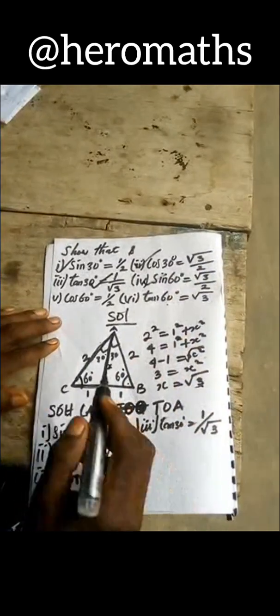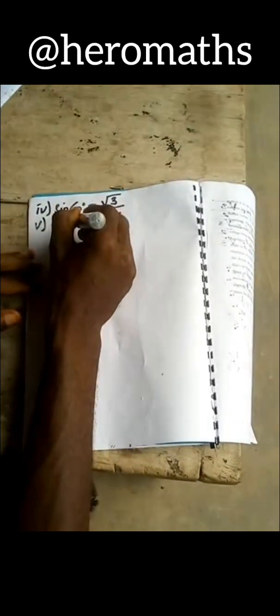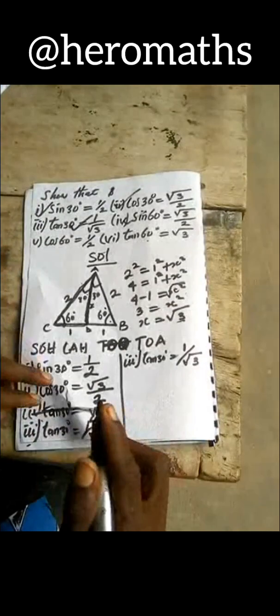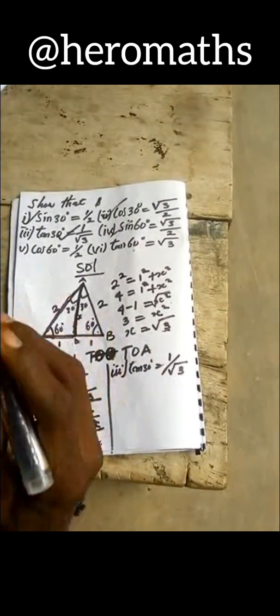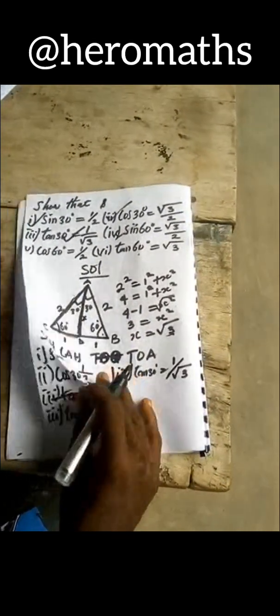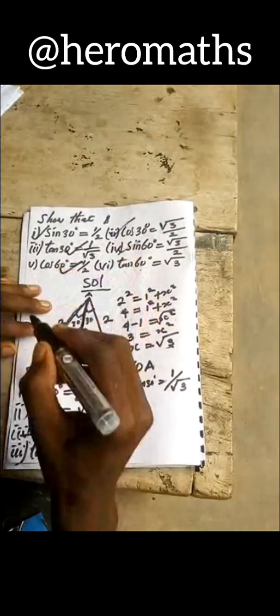Root of this divided by this. Now cos 60. The same thing is applicable to this one, which is V. Cos 60 degrees is equal to cos, adjacent all over hypotenuse. This is the opposite, so this adjacent all over hypotenuse is 1 divided by 2, which is half. Look at it here. This one too is proven successfully.